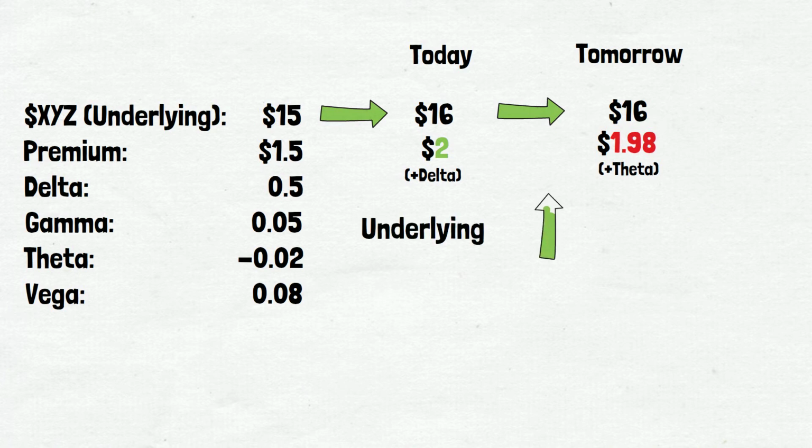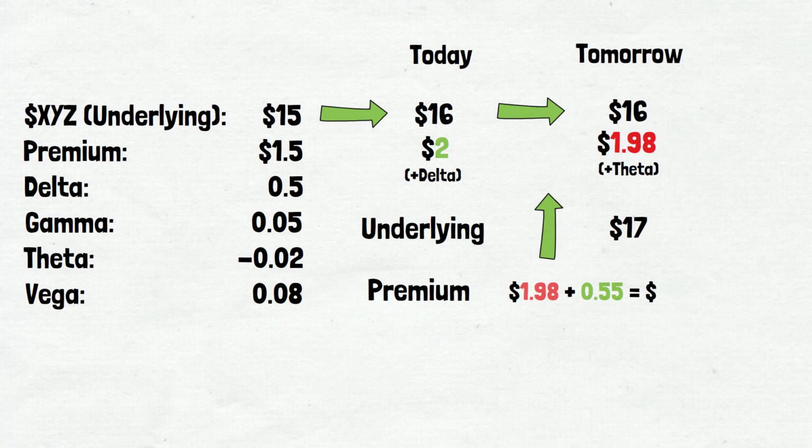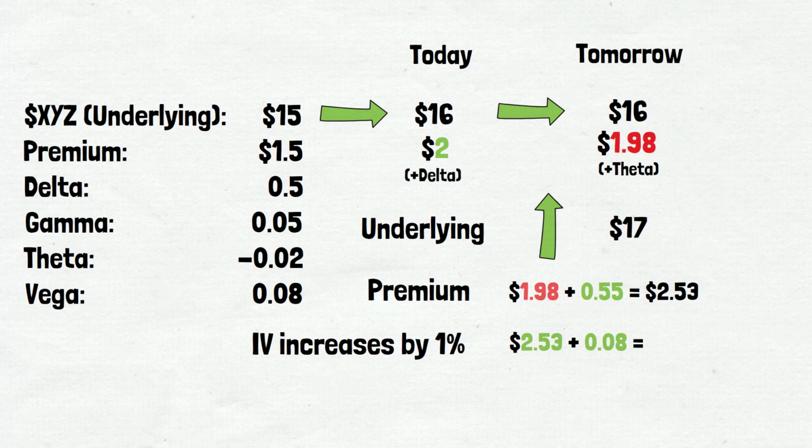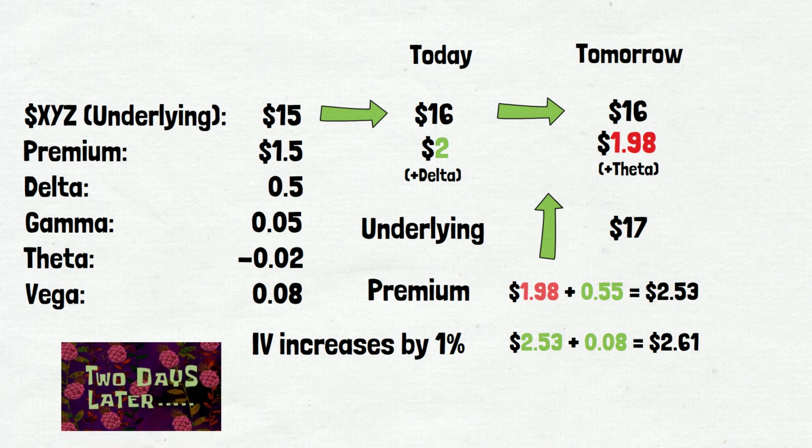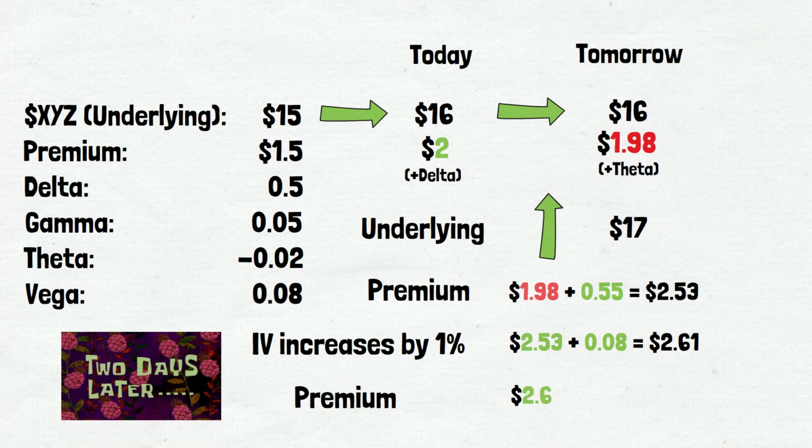The stock goes up by another $1 to 17 tomorrow. By then, your premium will be your new premium from today, $1.98, plus the new delta of 0.55, which will be 2.53. If the IV goes up by 1%, then your premium will be 2.61. And finally, you decide to hold your contract until the day after tomorrow, your premium will drop by 0.02 to 2.59 due to time decay.